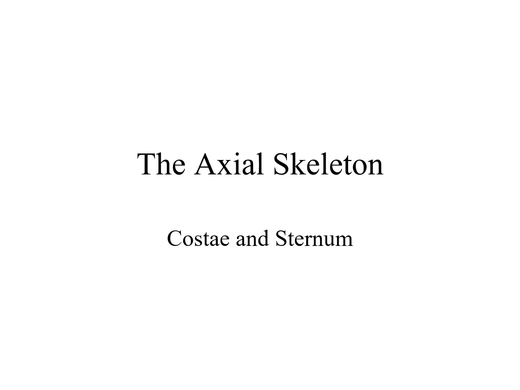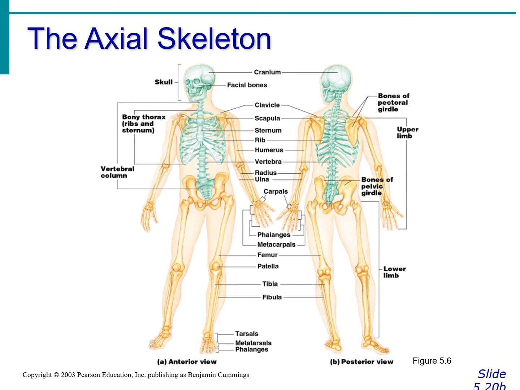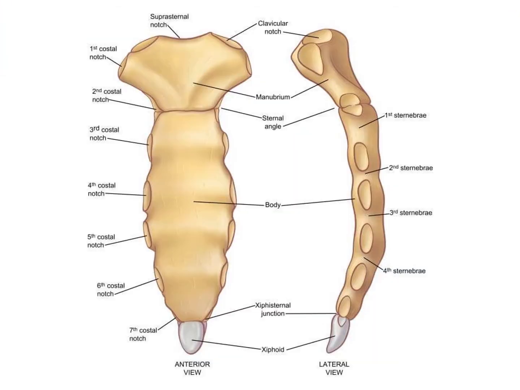Now in this video, we're going to look at the costa, which are your ribs, and the sternum, which is commonly called the breastbone. So again, the axial skeleton is made up of what you would consider the bones of your body to be. So we have the cranium, the bones of the skull, we have your vertebra, we have your ribs, we have your sternum, and what's called your hyoid bone. In this video, we're going to focus on what you would call your chest or your rib cage. Now we're going to start off with the sternum, and the sternum is what you commonly call your breastbone.